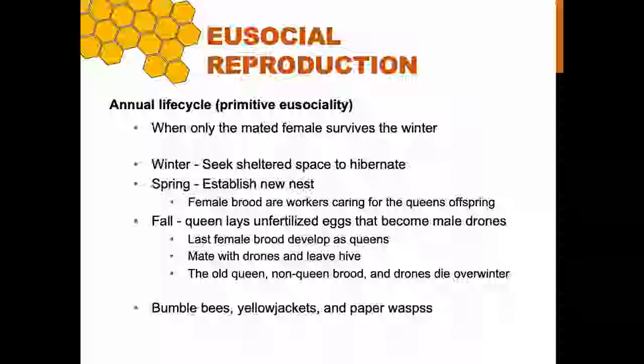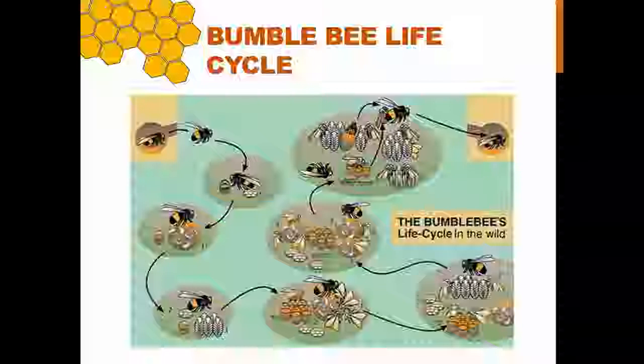In the springtime, she comes out. She will find a nest to establish herself in. She'll lay a bunch of unfertilized eggs, or a bunch of eggs that eventually become her workers, and they help her. During the fall, she'll lay a bunch of drone eggs, unfertilized eggs, and she'll lay one last round of female brood, and they will hatch and become queens. The drones and the queens will mate, the queens will fly out to go overwinter, everybody else, including the old queen, will stay in the hive and die during the winter time, and the whole cycle will start itself back up again. And this is what we see in bumblebees, yellow jackets, paper hornets.